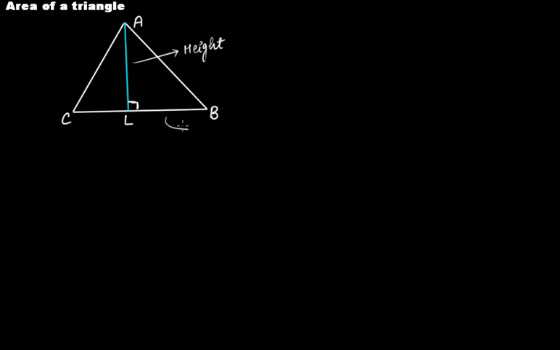This side, BC, is the base. So this is the height and the base. In our earlier video, we learned about the area of a parallelogram, and there we learned that area is base times height.